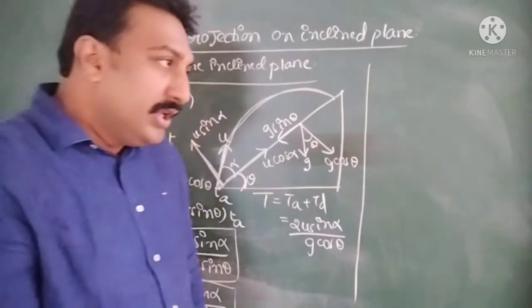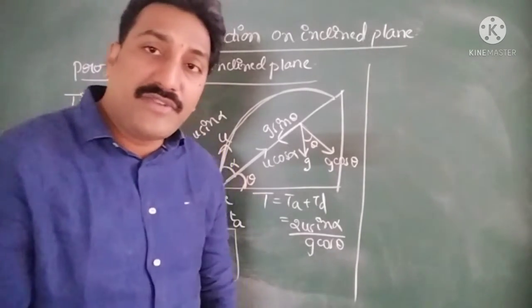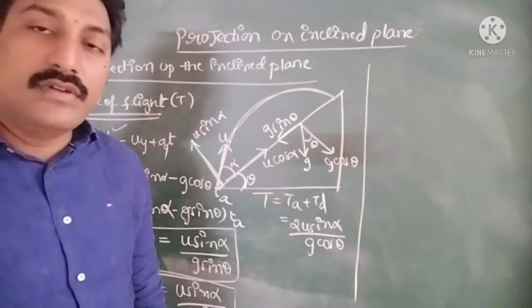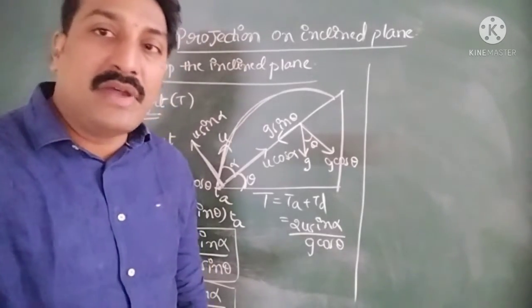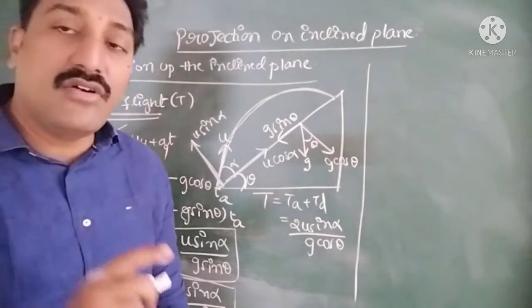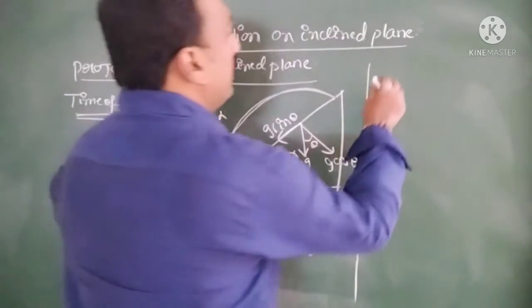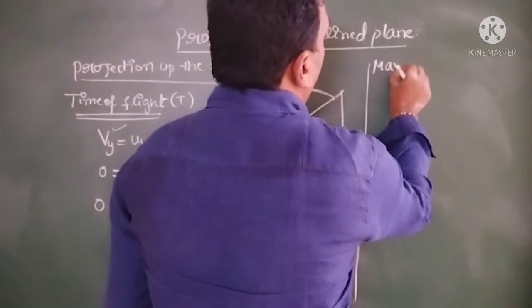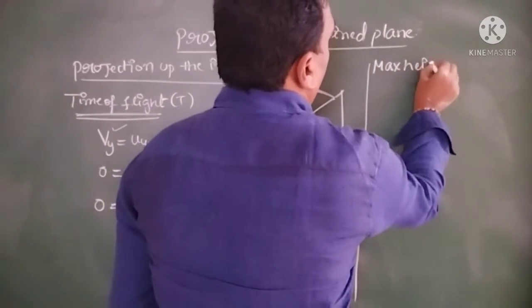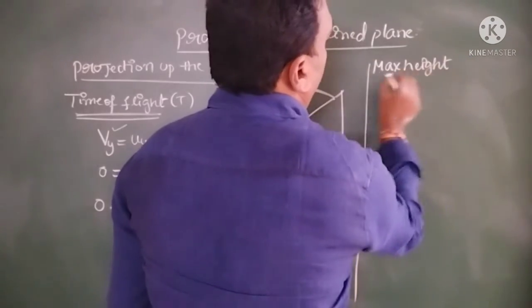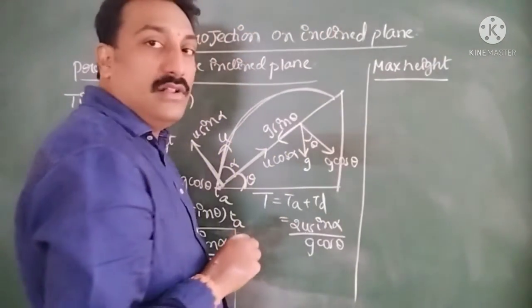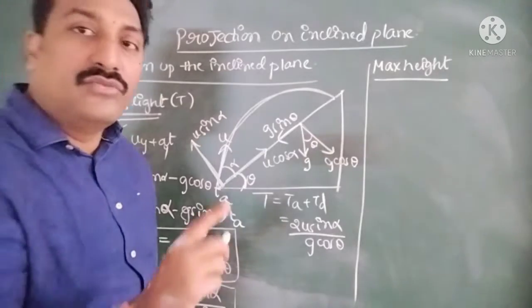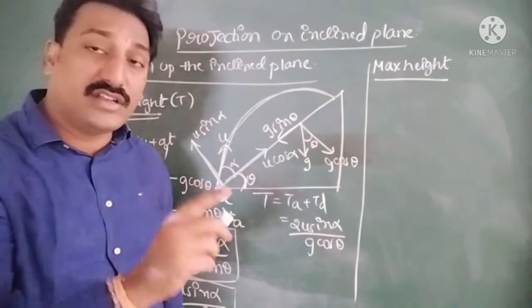Okay, this is what we have got, the time of flight. So next, after time of flight, we need to find out the value of the maximum height. Maximum height is also related to the vertical motion.